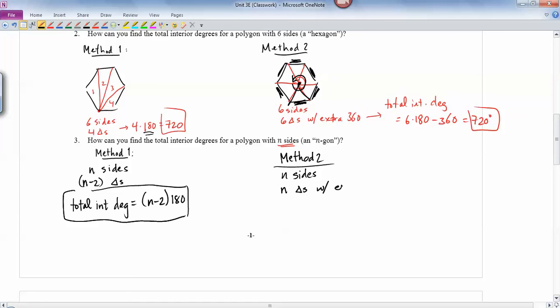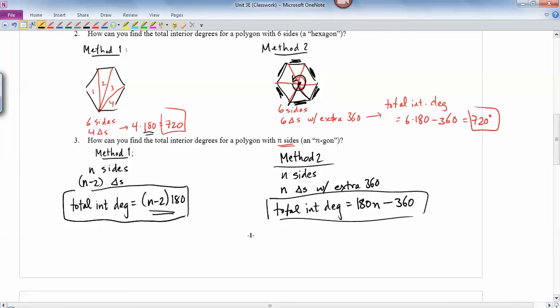So with an extra 360 degrees, in this one, the total interior degrees of an n-gon, or n-sided polygon, would be the n times 180 per triangle. So I'll write it as 180 times n. And then we got to get rid of that extra 360. So here's another way of writing it. And if you think about this side, if I distribute that 180, I get 180n minus 360, which is the same thing as over here. Right? Okay, let's keep going.